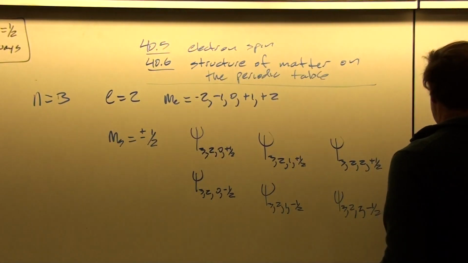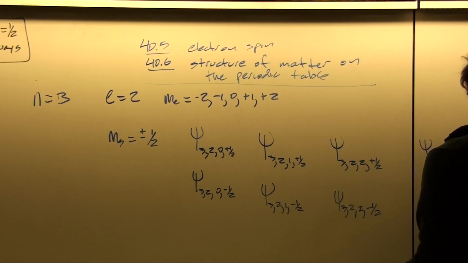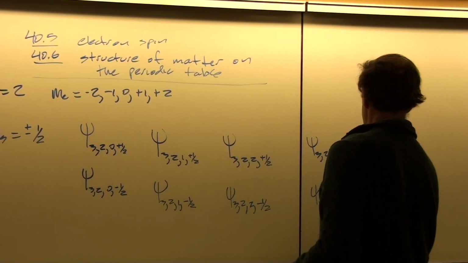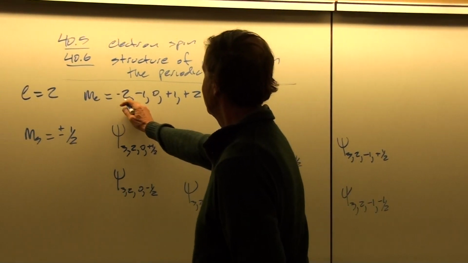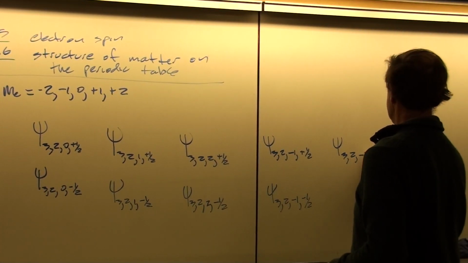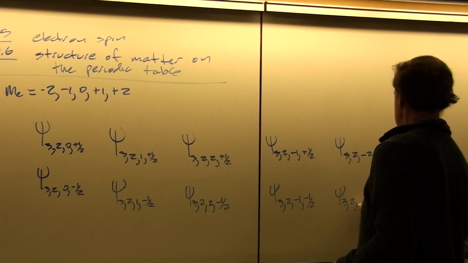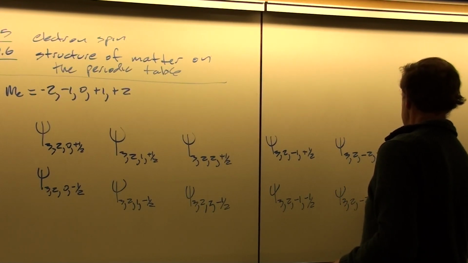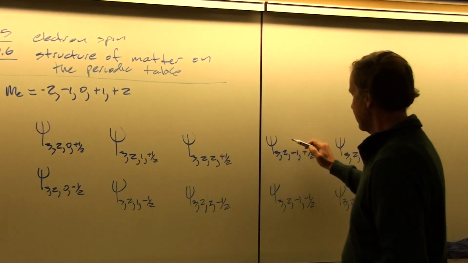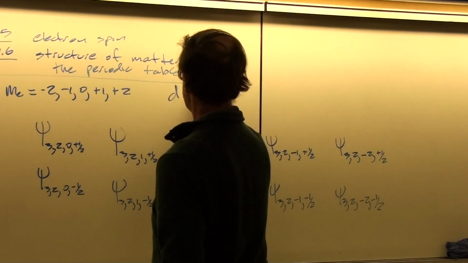So this would be psi of 3, 2, -1 +1/2, and psi of 3, 2, -1 -1/2. Then finally this one here. That's going to be psi of 3, 2, -2 +1/2, and psi of 3, 2, -2 -1/2. So if we count these up, we've got 1, 2, 3, 4, 5, 6, 7, 8, 9, 10. So we've got, well, these are called d orbits.